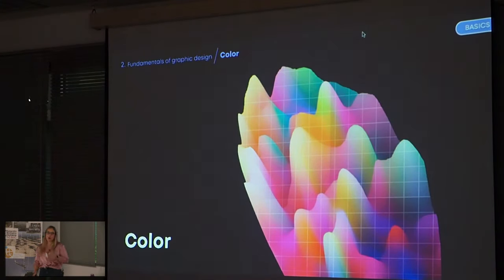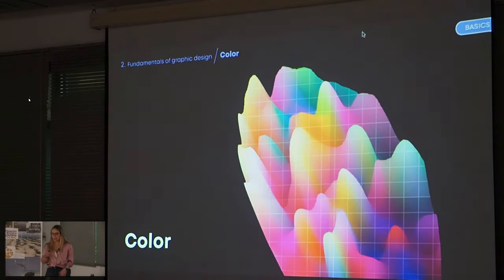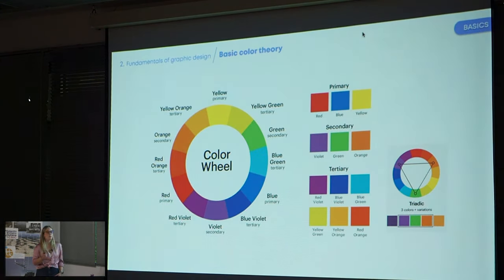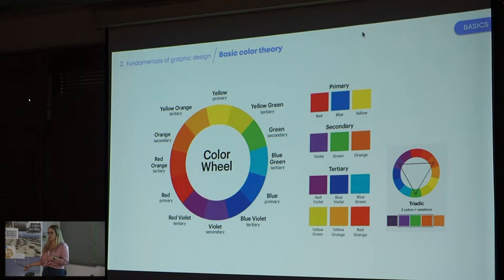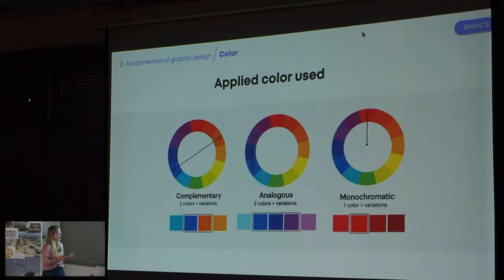So let's talk really briefly about color. I'm not going to talk too much about basic color theory. I'm assuming you know about primary and secondary colors. But let's refresh some terms. There are complementary colors, the ones that are opposite to each other in the color wheel. We have analogous ones, the ones that are close to each other. And important also are monochromatic colors, one single color in different combinations of white and black.